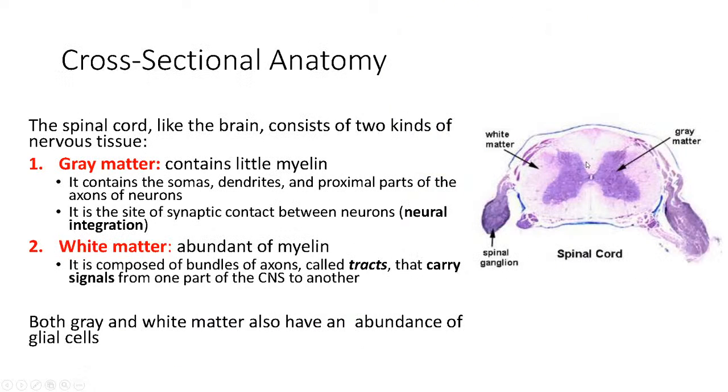All right, and you can see it actually better on this slide. You've got the posterior or dorsal horns, anterior or ventral horns. The ventral horns are going to be larger because this is where we have cell bodies for motor neurons. And then you have the gray commissure connecting them and the central canal in the middle.